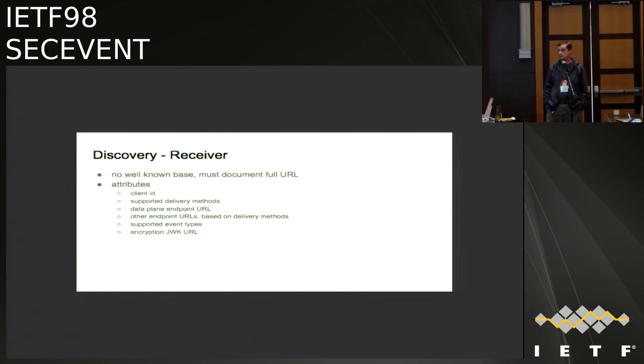Next. And in a similar way, the receiver could have a discovery endpoint. There's no way to build a well-known for a receiver, because there is no base URL for a receiver. So the receiver will have to document the full URL to a discovery document. And again, that discovery document could provide a whole bunch of attributes which are useful during the configuration phase.